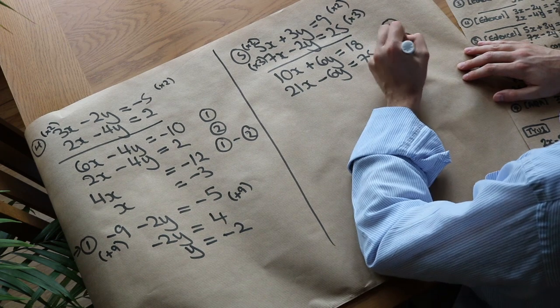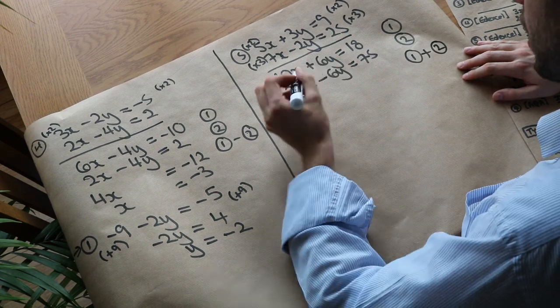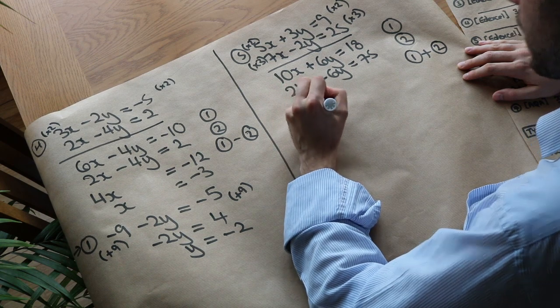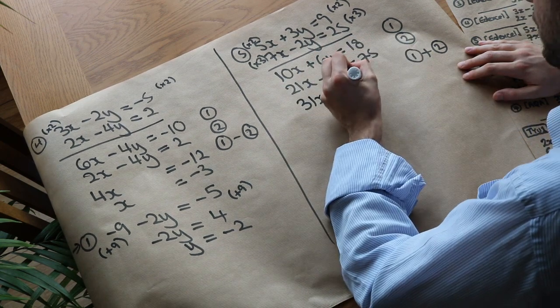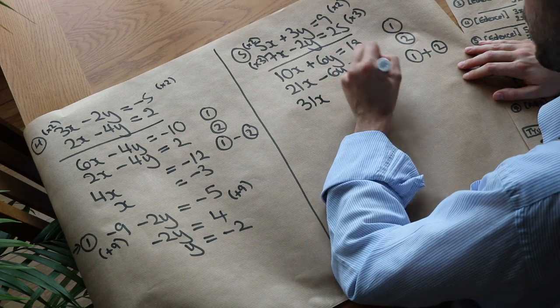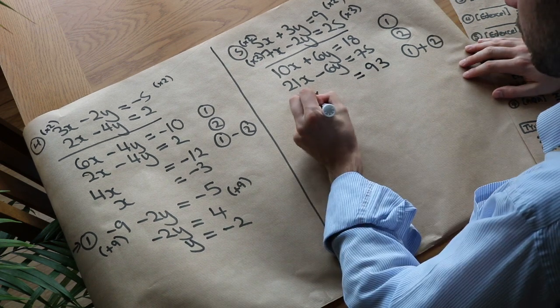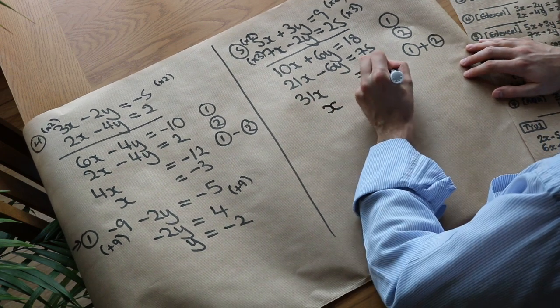So if we add them, 10x plus 21x is 31x. That plus that just cancels. And 75 plus 18 is 93. And then conveniently, 93 divides exactly by 31. So we divide both sides by 31, and we get 3.